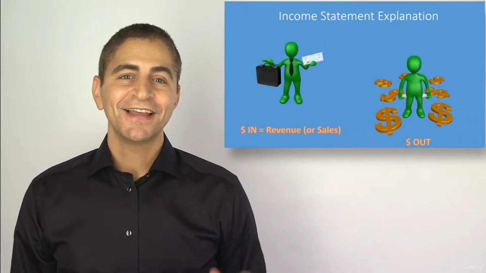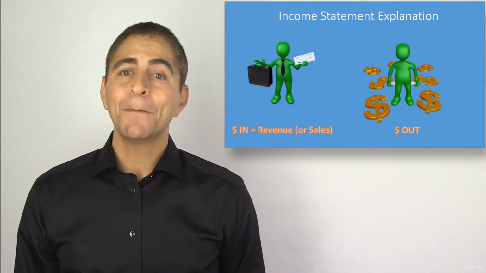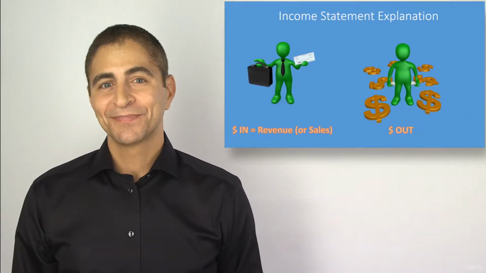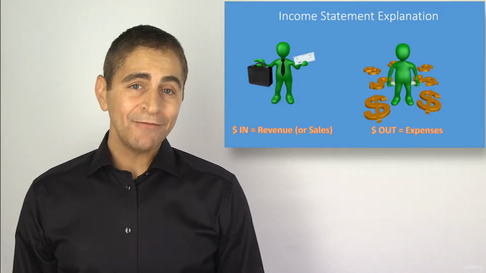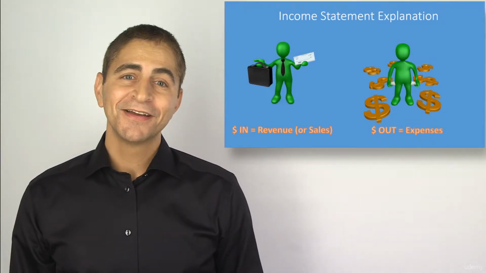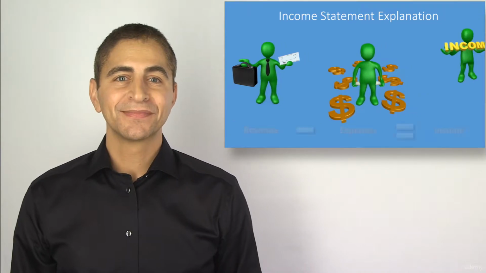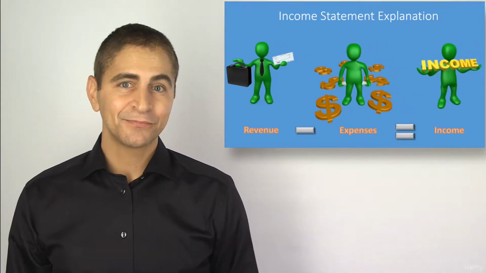And it also tells you money out. Revenue, or money in, minus money out, or expenses, equals net income. Pretty simple. Great.